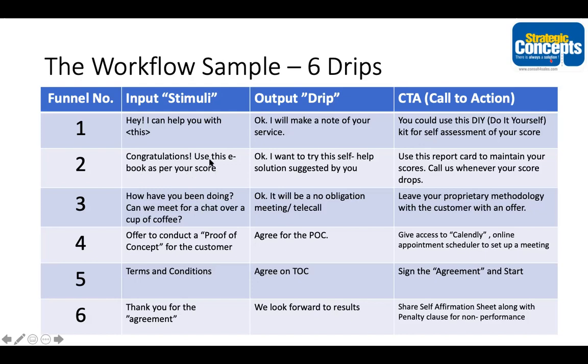So the second stimulus is, congratulations, use this ebook as per your score. And the output I'm expecting is, okay, I want to try this self-help solution suggested by you. Till now, I'm only talking about self-help. I'm not pressurizing the person to buy my product. I'm just giving you an ebook which will help you assess your business internally. Then the call to action is, use this report card to maintain your scores. I give a report card format and say, call us whenever your score drops.